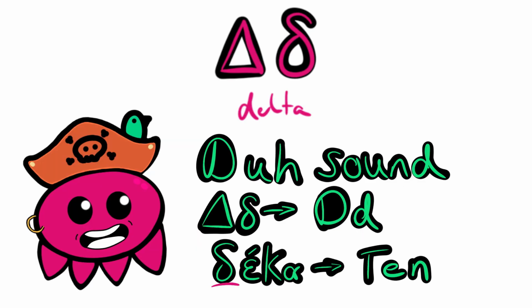The next letter is delta. It makes the d sound just like a d, and it transliterates to a d as well. You can see this in words like deca, meaning 10. And in English, you can see that with like decagon, a shape that has 10 sides.